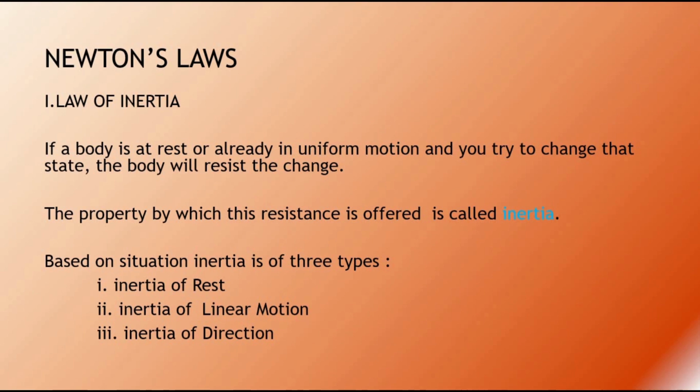Newton formulated three laws. The first one being the law of inertia. It states, if a body is at rest or already in uniform motion and you try to change that state, the body will resist the change. This property by which the resistance is offered to any change in state is called inertia. Based on situation, inertia is of three types: inertia of rest, inertia of linear motion, and inertia of direction.